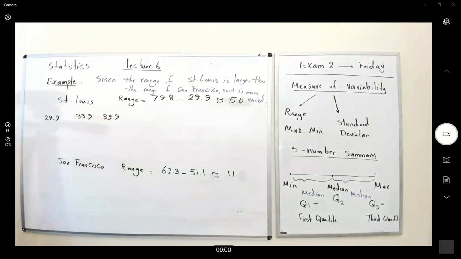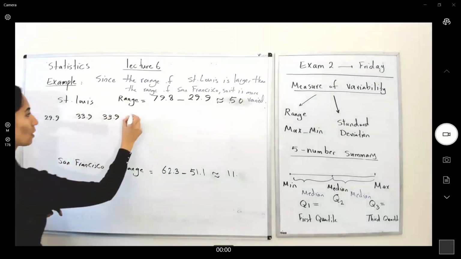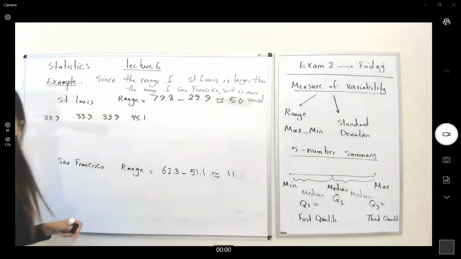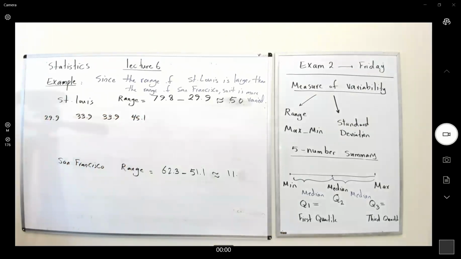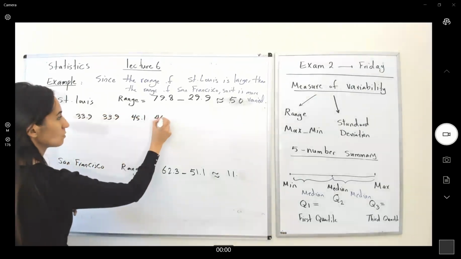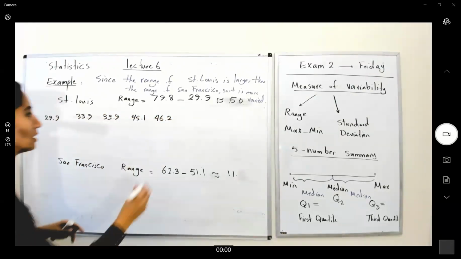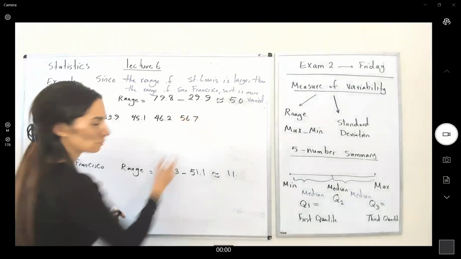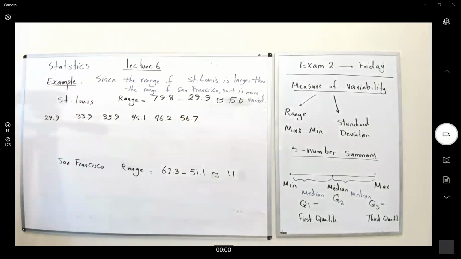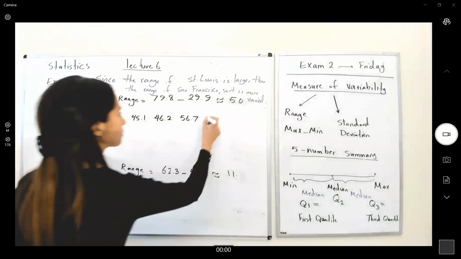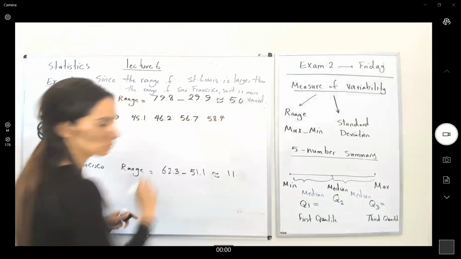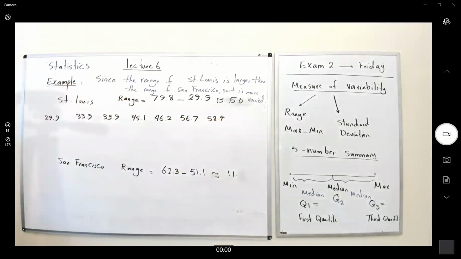We have 45.1. Then we have 46.2. Then we have 56.7. Then we have 58.4. We have 66.1.